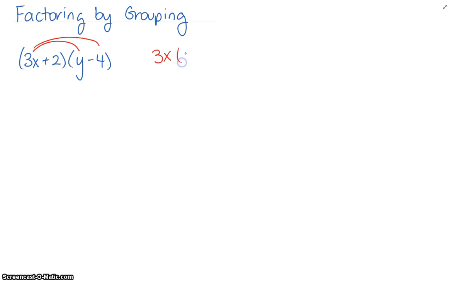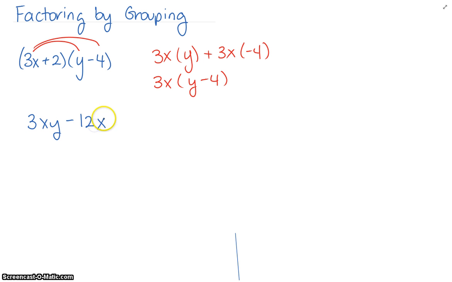3x times y, and we'd have also 3x times negative 4, just for those first two terms. Now I haven't actually multiplied them out, but I can. Another way of looking at what I just did is also saying, well, I have 3x being multiplied by y minus 4. So another way of looking at it, if I was just to distribute this out, I would get 3xy minus 12x for those first two terms.